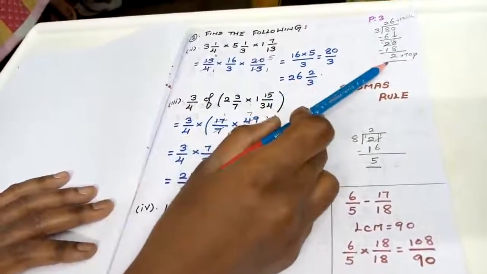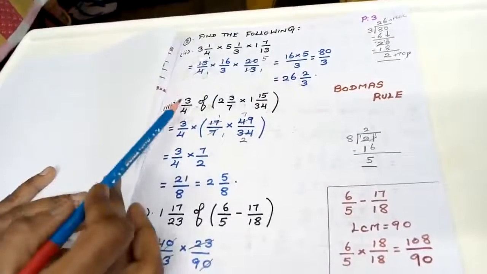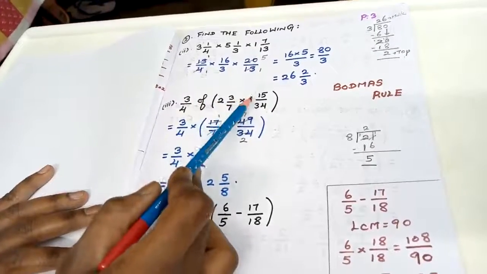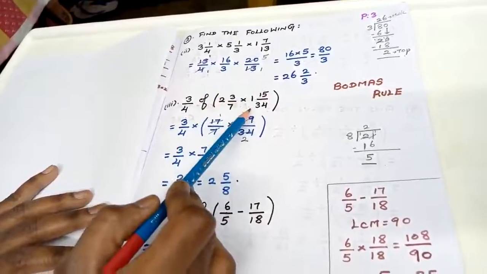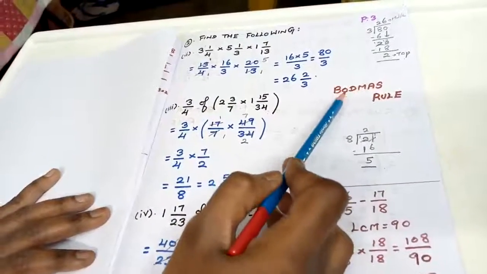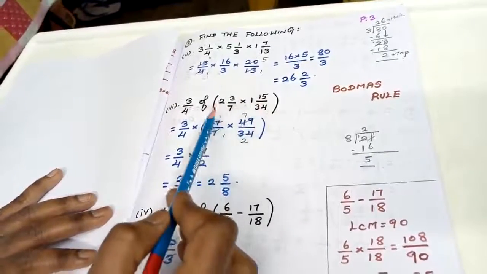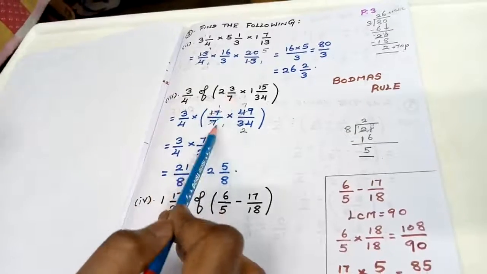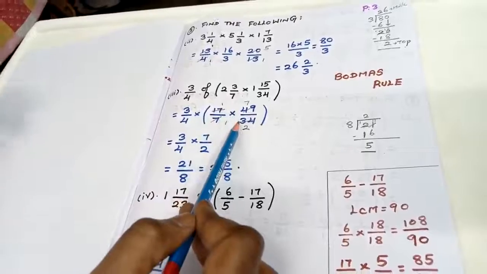So this is a calculation I have given here. 26, 2 by 3. The next question, 3 by 4 of 2, 3 by 7 into 1, 15 by 34. Here I am going to use the BODMAS rule. What is the rule here? Bracket, of. First I am going to calculate the value inside the bracket. First I am going to convert the mixed into proper fraction. After converting, you are going to solve the value inside the bracket.